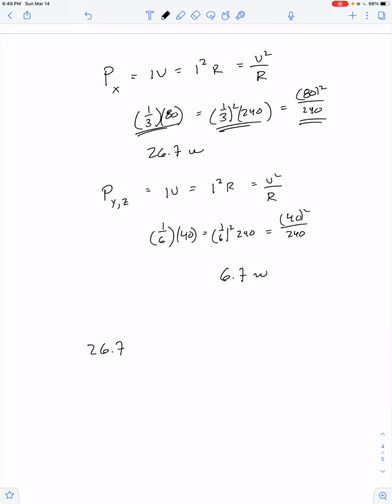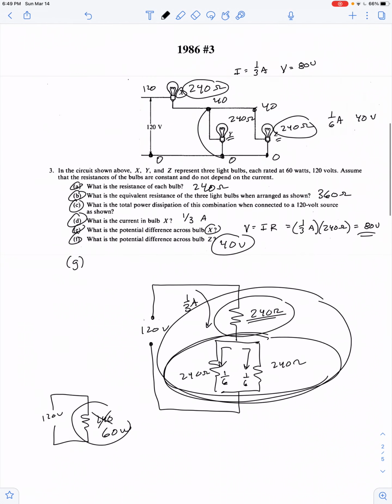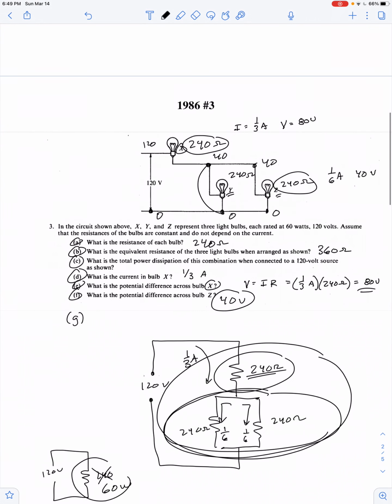Well, 26.7 for bulb X plus 6.7 for bulb Y plus another 6.7 for bulb Z. Actually, what I really mean is 26.6 repeating and 6.6 repeating and again 6.6. So forgive me if I've carried some rounding off into my numerical calculations here. Anyway, if we add this all up, you know what we get. 40 watts. Same thing we found earlier in our answer to part F.